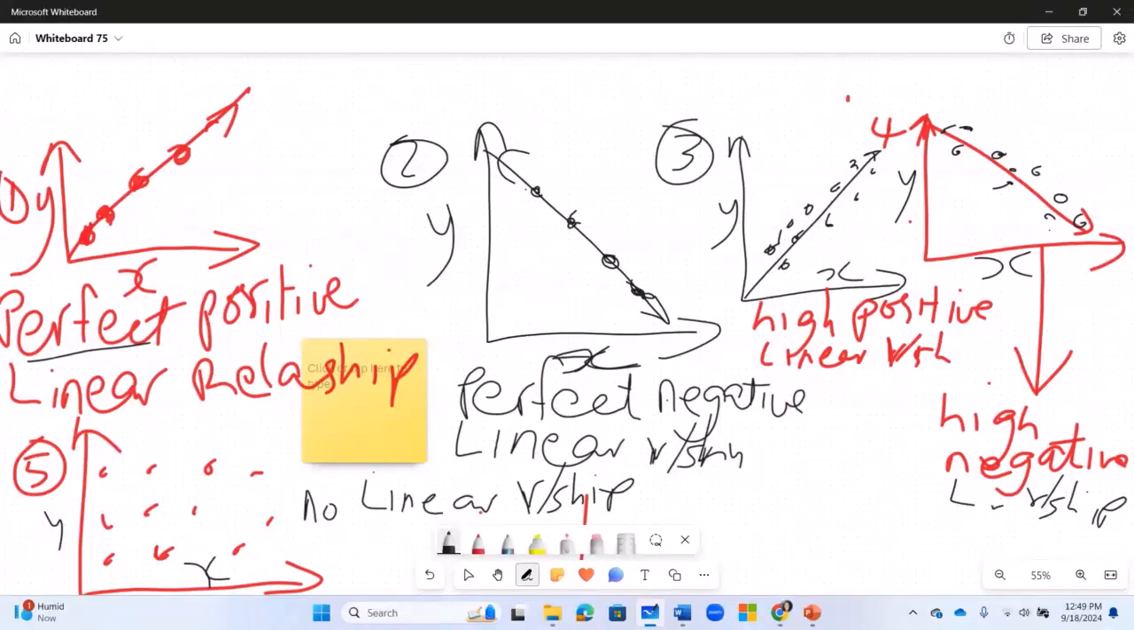And so we also said that number 5 is just everywhere, it is random, it doesn't have any direction. So you will say there is no linear relationship between X and Y. Okay, so I'm going to go to the PowerPoint again.